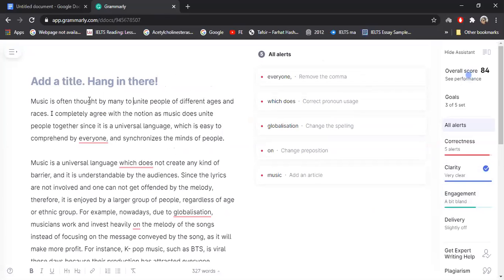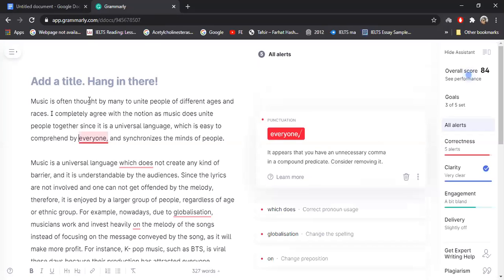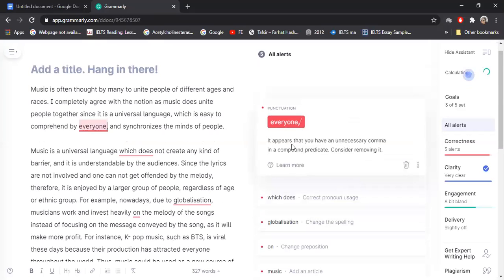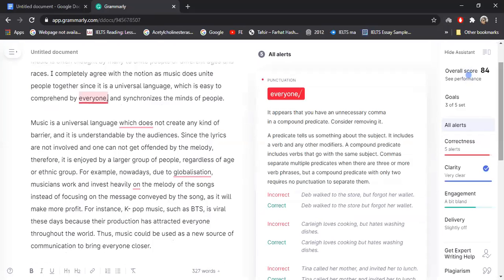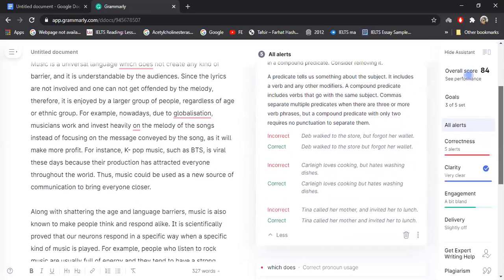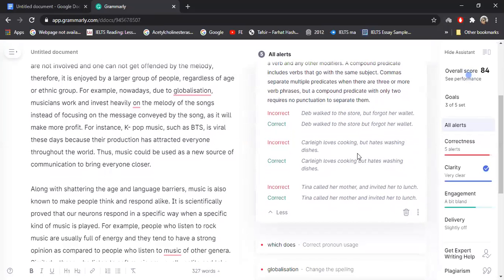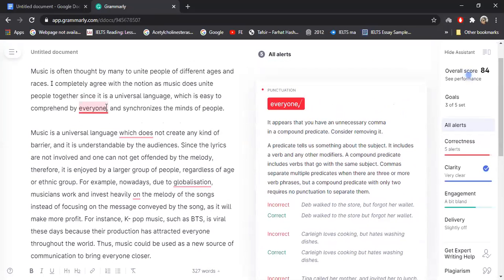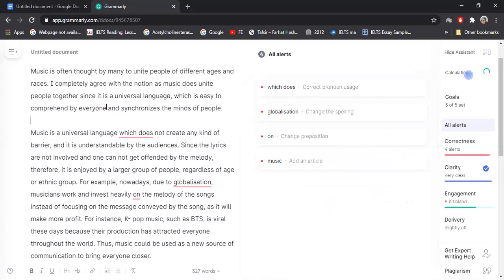Music is often thought by many people to unite people of different ages and races. I completely agree with the notion, as music does unite people together, since it's a universal language which is easy to comprehend by everyone. They are telling me don't put the comma. Okay, I will not put the comma. But why remove the comma? It appears that you have an unnecessary comma, and this is the feature I love about it, you know. Oh, it's okay. I don't mind. We are actually here to learn. Grammarly should have sponsored this video.